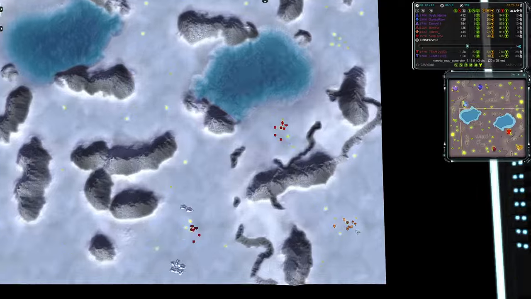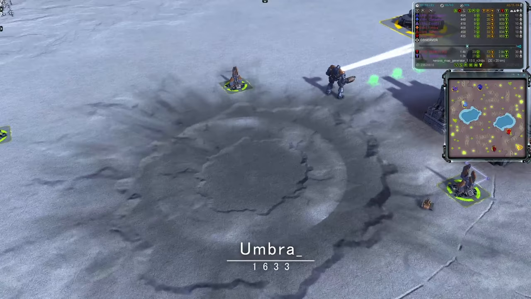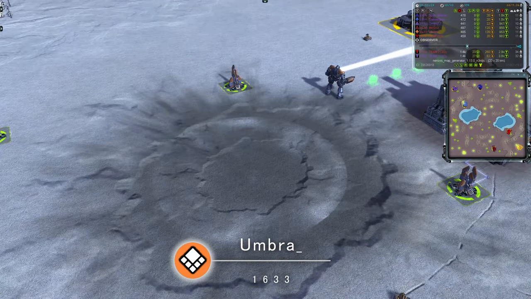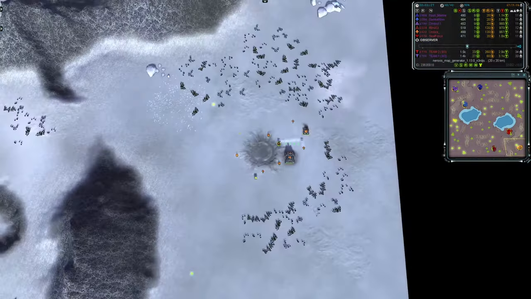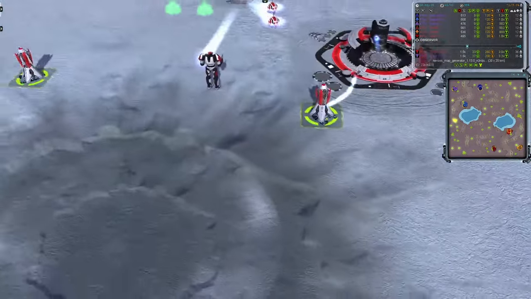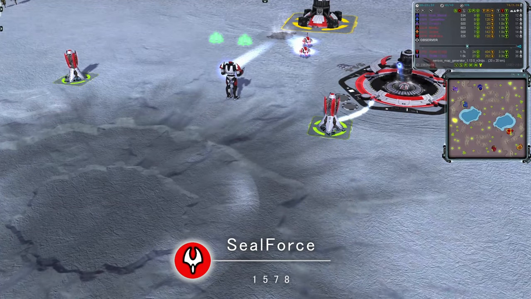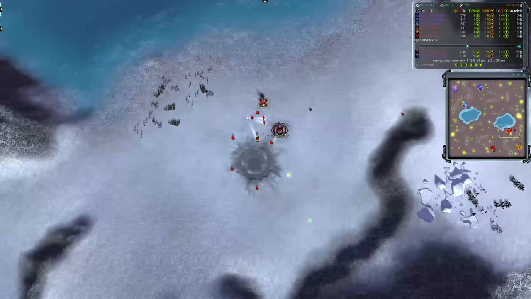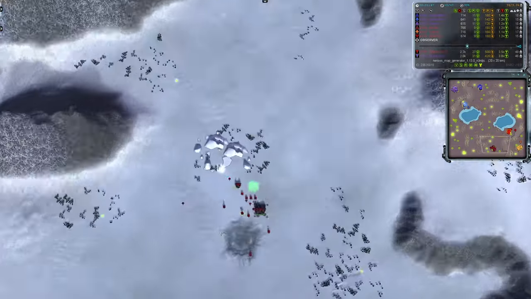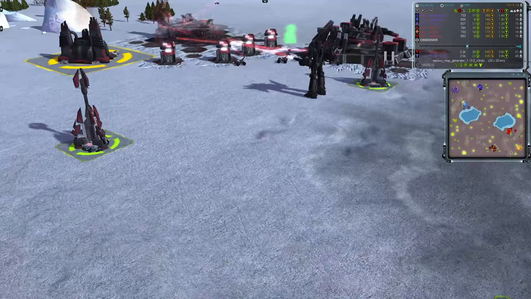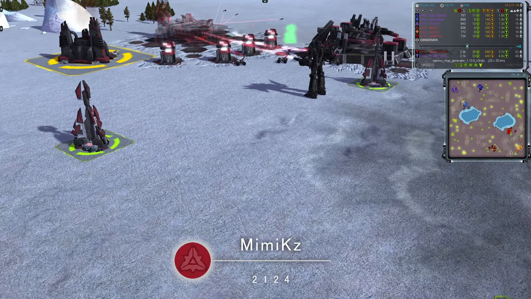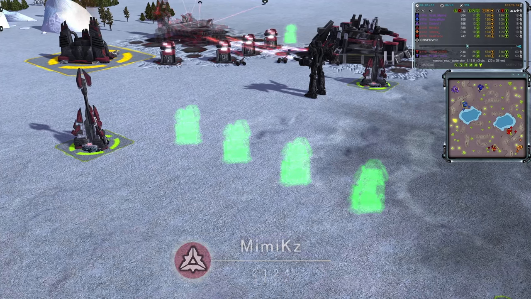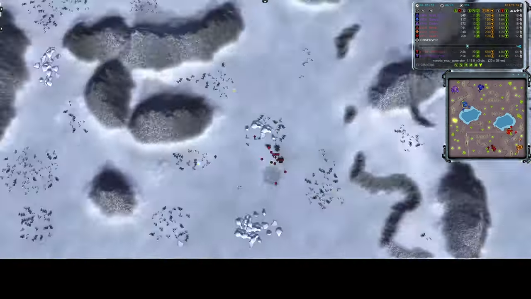And their mirrors on the hot team are, in the air position, Umbra, who is 1633 rated, and UEF, he's in orange. In the forward position, we have SealForce, 1578 rated, and Aeon, who is sadly mainly going to be fielding tanks and aerial units and not any seals at all. So that's a bit of a misnomer, but we're going to have to live with it. And in the flank position for hot team, this is MimiKz, today's highest rated player at 2,124. He is Cybran in burgundy.